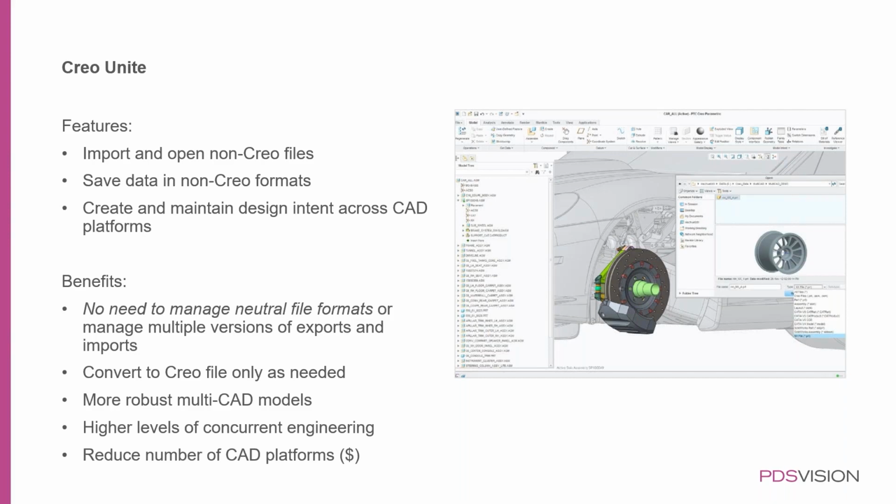Higher levels of concurrent engineering. This allows you to work more closely, more collaboratively, and more quickly with a different department or even a different company that's using a different CAD tool. And lastly, this can reduce your number of CAD platforms. I know a lot of people who work primarily in Creo, yet they have a SolidWorks license because they need to open up files in SolidWorks from time to time. In theory, using this tool, you can potentially get rid of that SolidWorks license that you don't use for real design work, saving you money and the time required to learn that tool.